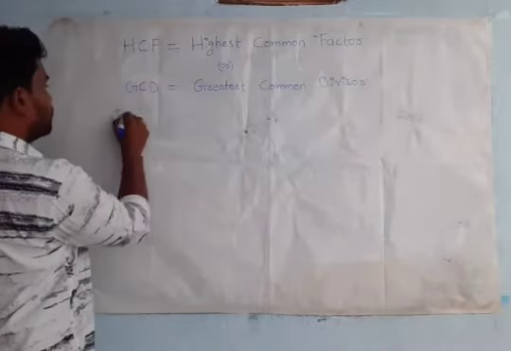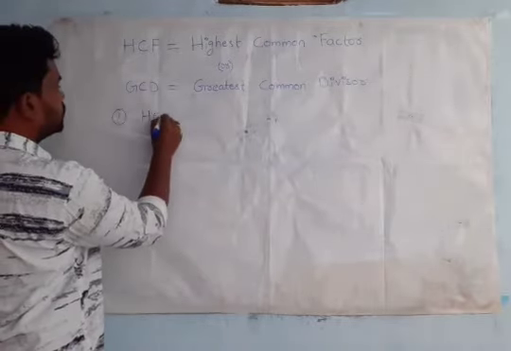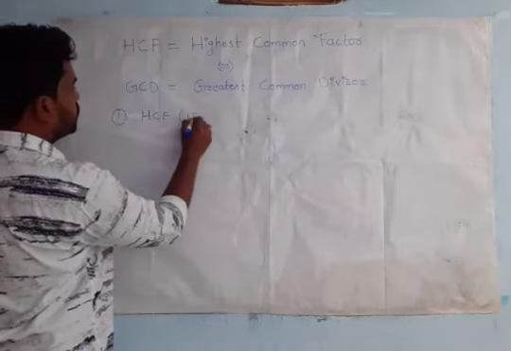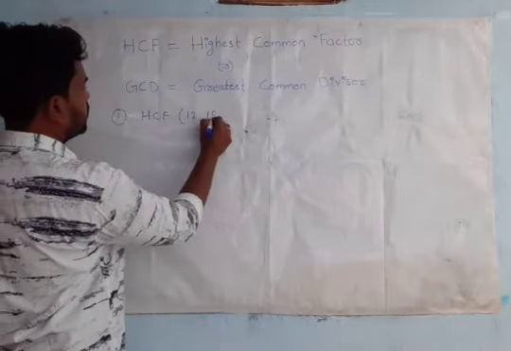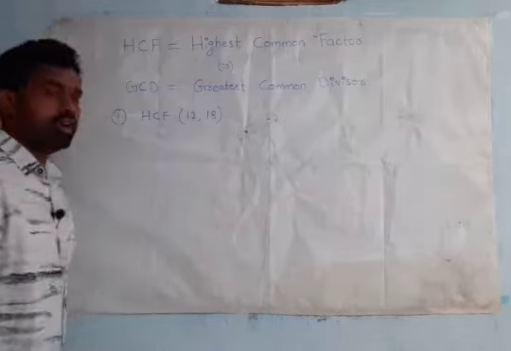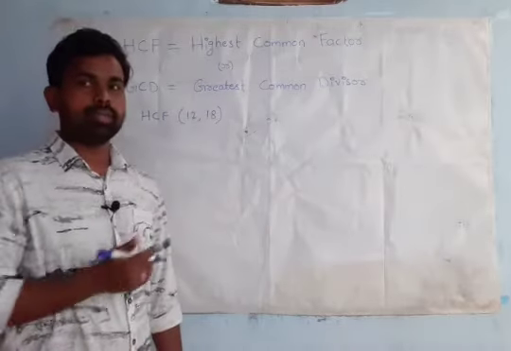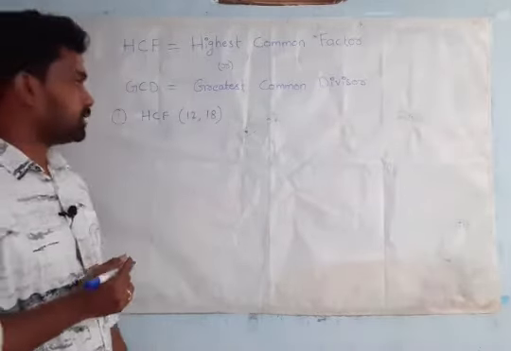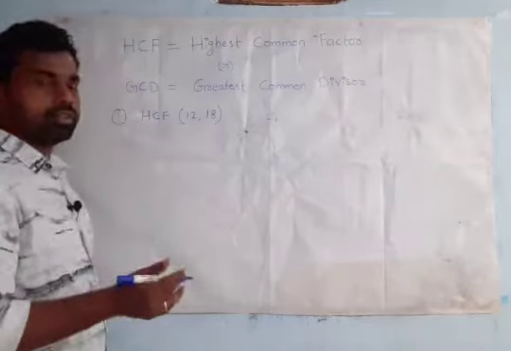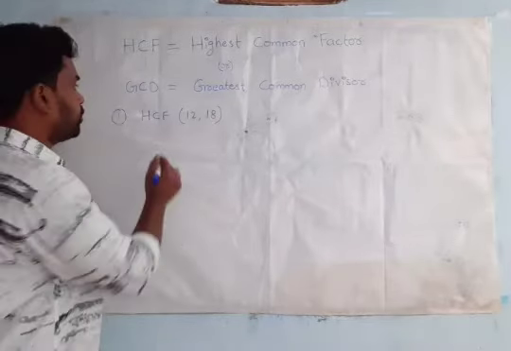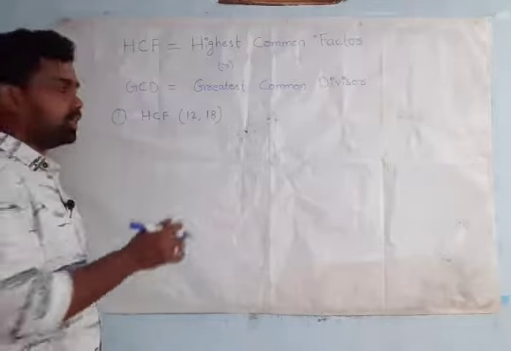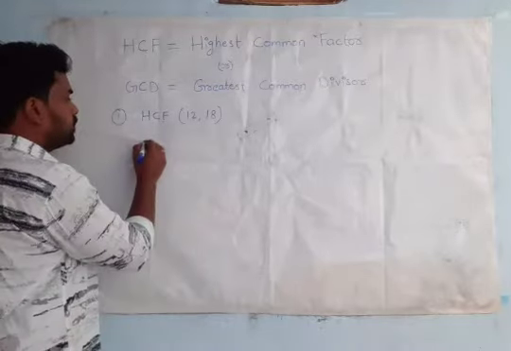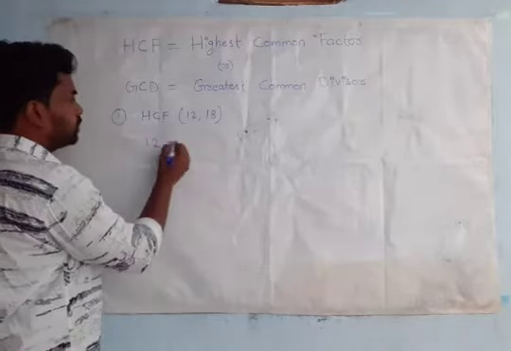First question is, find the HCF of 12 comma 18. Let us take these numbers. We have to find out the HCF for these numbers. How do we find the HCF? HCF, here F means what? Factors. So first of all, we have to write the factors of the numbers. What are the factors of 12? Factors of 12, I have just told.